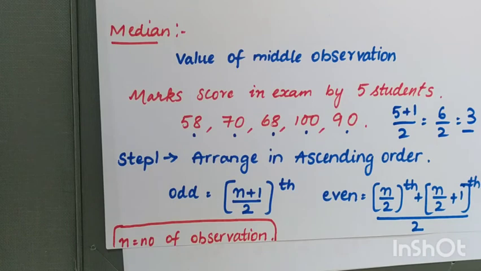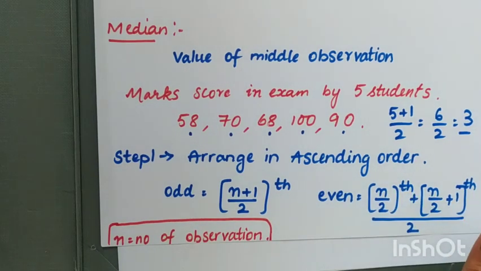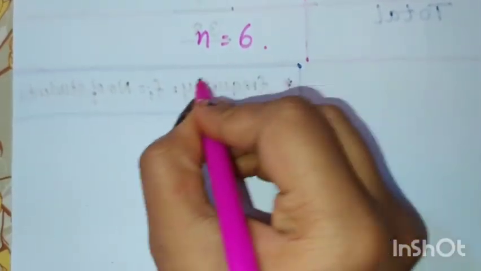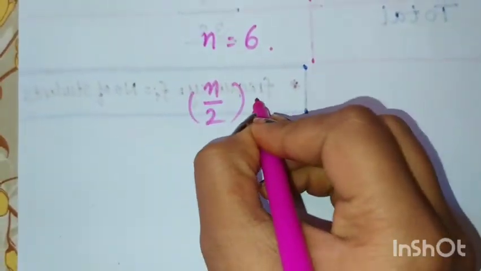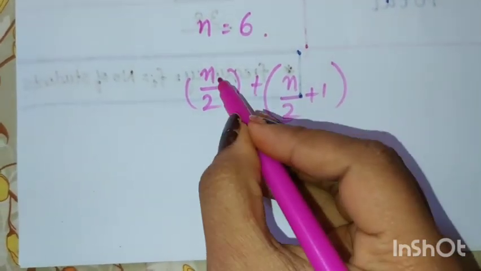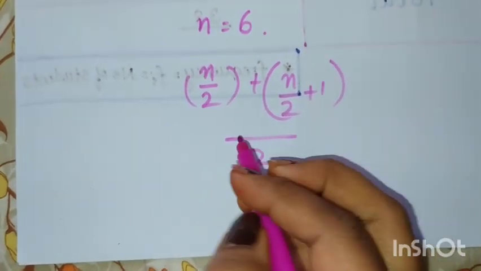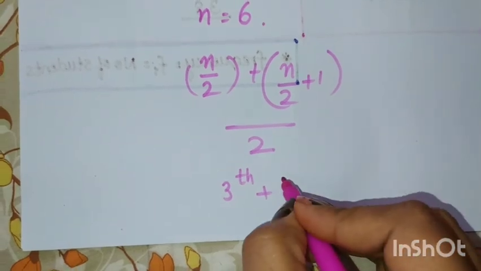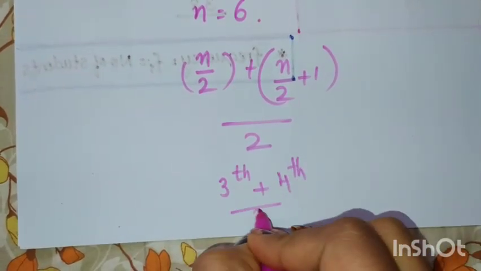For example, if n was 6, okay. Now what do we do? We use this formula. n by 2 plus n by 2 plus 1, all by 2. We will try that also when n is 6. So when n is equal to 6, as it's even, n by 2 plus n by 2 plus 1 by 2. Now substitute n is equal to 6. So 6 by 2 is 3. So third plus 6 by 2 plus 1, that is 4. The fourth observation by 2.